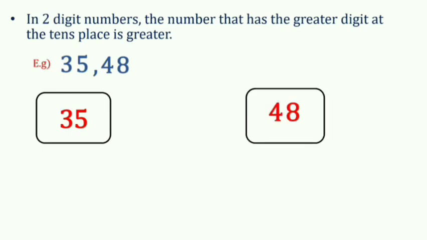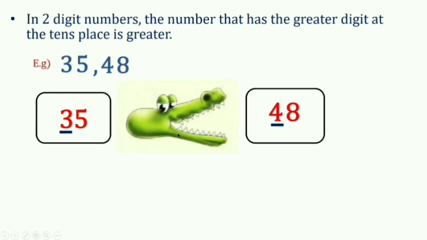Children, as it said, the number that has the greater digit at tens place is greater. So here you can see numbers 3 and 4 are at tens place. And as we know, 4 is greater than 3. So we can say number 48 is greater than 35. Or we can say number 35 is less than 48. And therefore, an alligator will eat number 48.